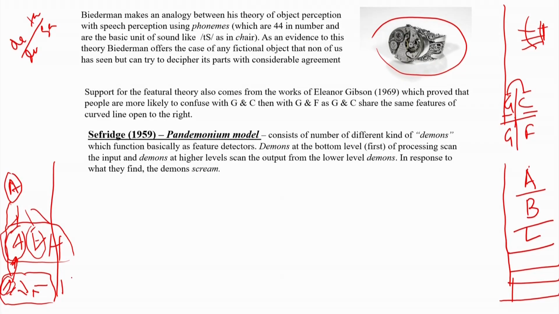Now, this kind of model, the Selfridge model, is very close to the connectionist model which we saw in the first lecture of this series, where we looked at how this connectionist model really works.